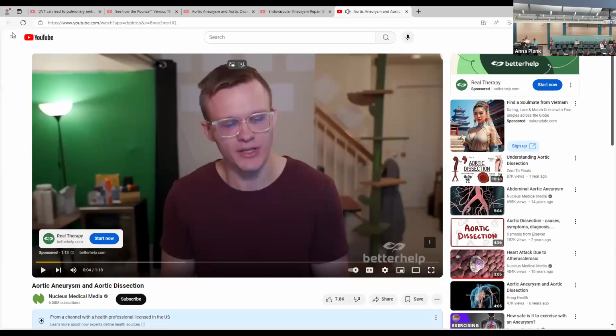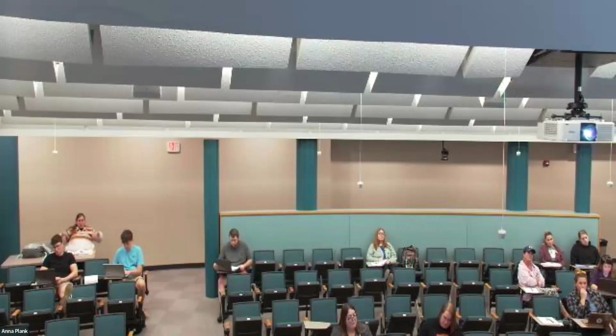Okay, so looking at that, you see the correlation of the similarities between atherosclerosis in the heart and arteriosclerosis in the aorta. You can see how they can all go together.